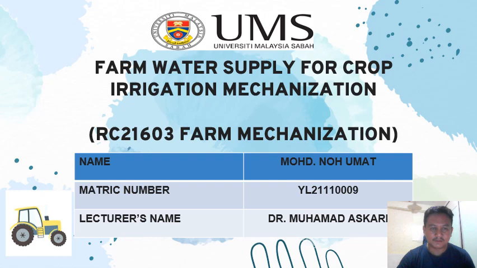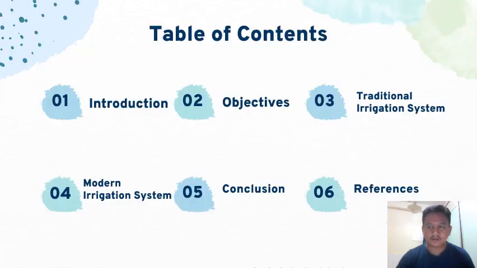I would like to present my assignment entitled Farm Water Supply for Crop Irrigation Mechanization. There are 6 tables of content. First, introduction. Second, objective. Third, traditional irrigation system. Fourth, modern irrigation system. Fifth, conclusion. Sixth, reference.